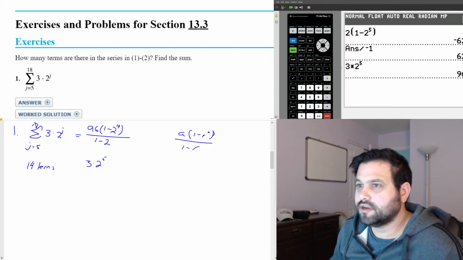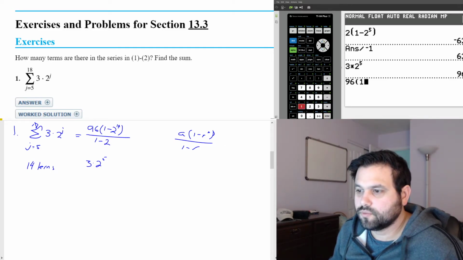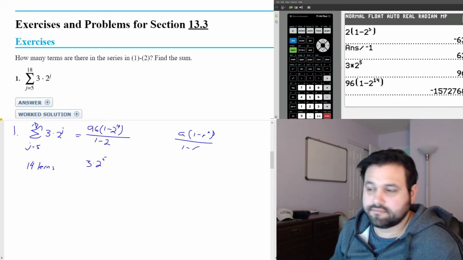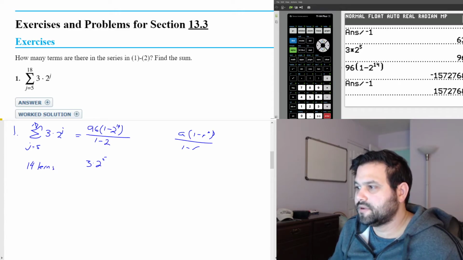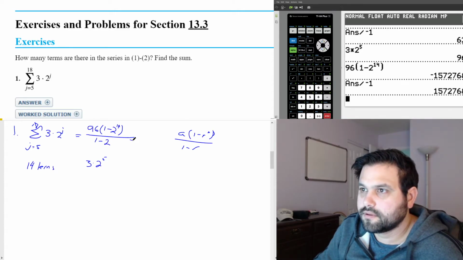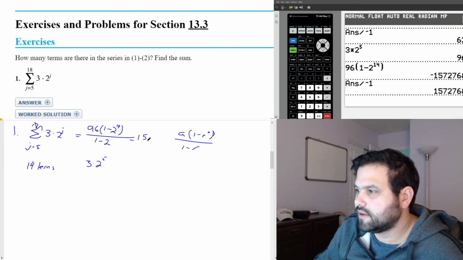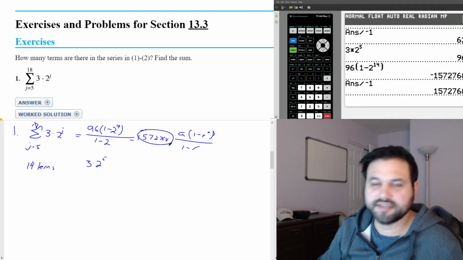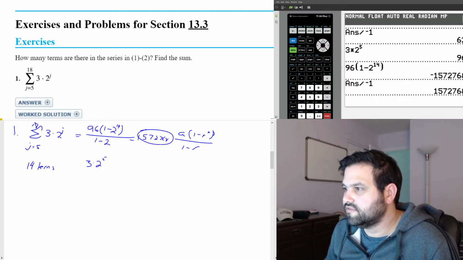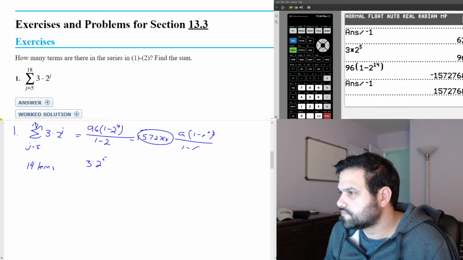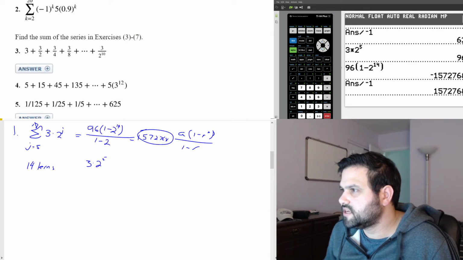Okay, so now I'm going to plug that in. So I got 96 times 1 minus 2 raised to the 14, not 11, 14. That's going to give me that. And I'm going to divide it by 1 minus r, which is -1. And so my sum is 1,572,768 would be the answer for number 1. Okay, and 14 total terms. So there's an example of that type of question. Let's do maybe another type of question from here.